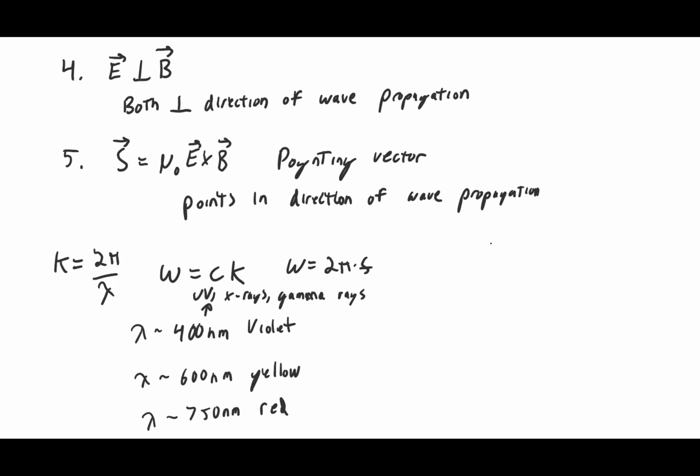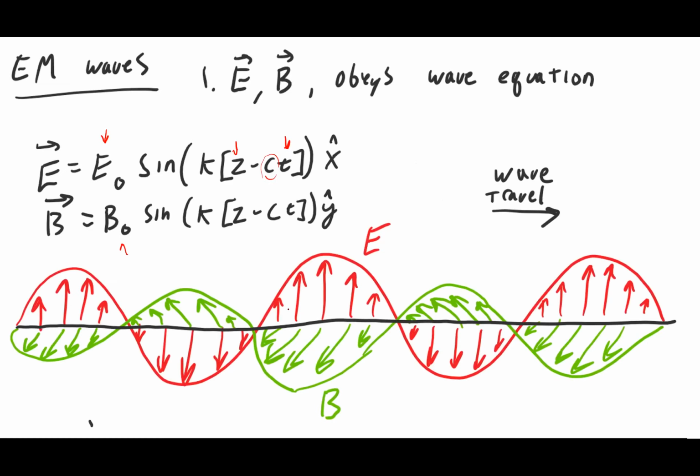And they both have to be perpendicular to the direction of wave propagation. So that's why I drew the picture in this way. The electric field in this case is oscillating in the x direction, the magnetic field in the y direction, and the wave is traveling in the z direction. So all those three directions are perpendicular. I can't have an E or a B field pointing in the same direction as z. It's actually Gauss's law that gives me that restriction.